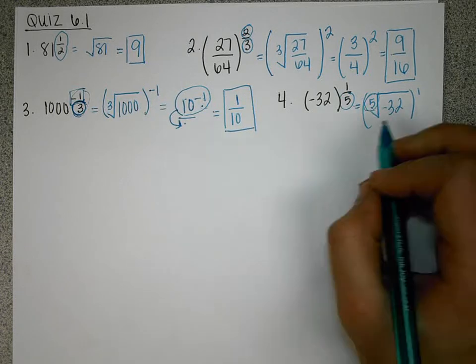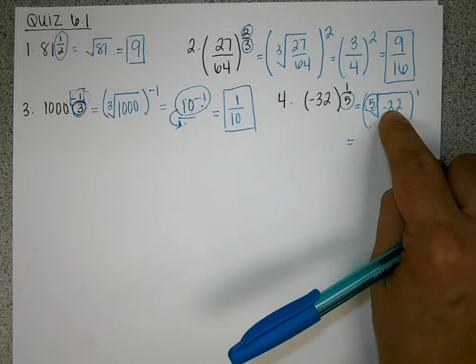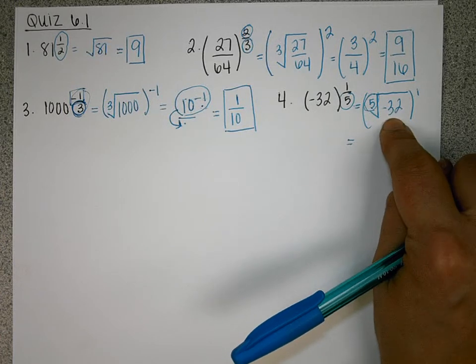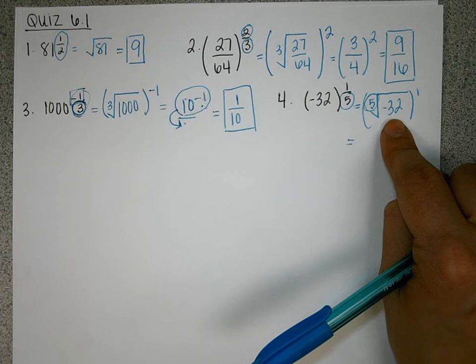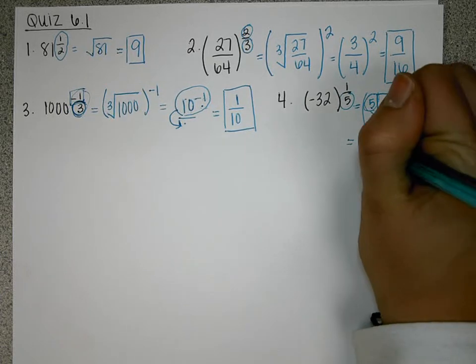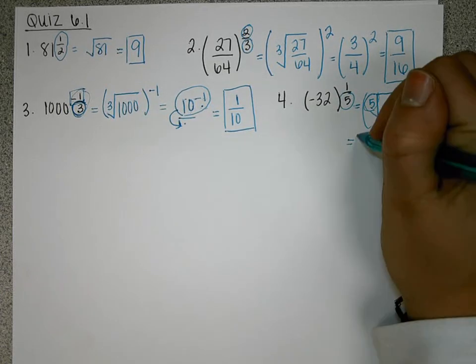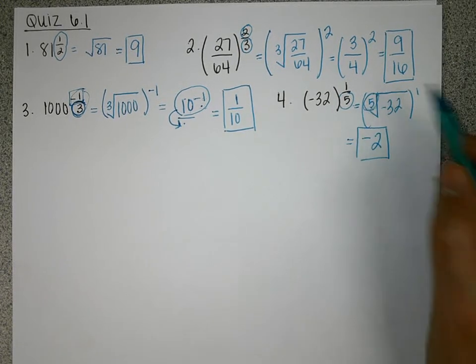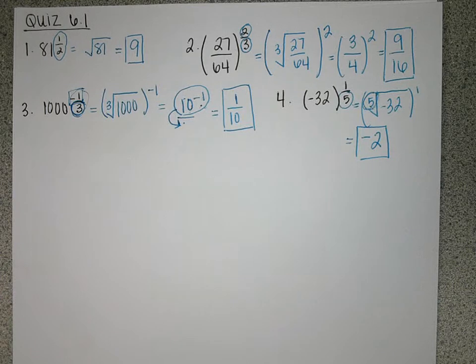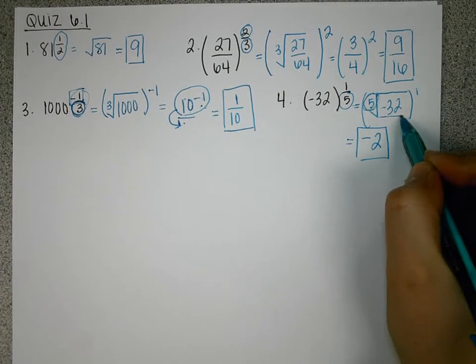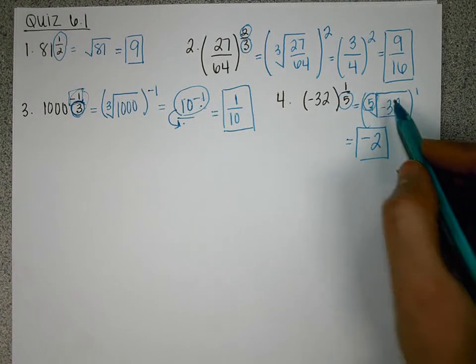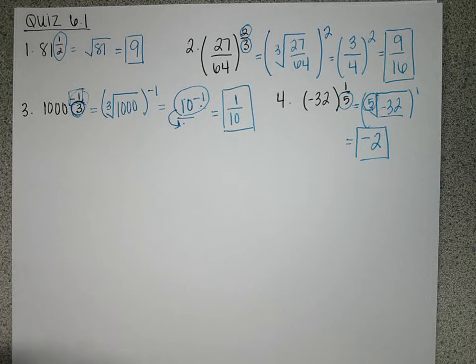You guys should have this memorized by now. What is the 5th root of 32? 2. But since I'm looking for the 5th root of negative 32, what should it be? Negative 2. The reason why it's okay for it to be negative if you have an odd index is because when you're multiplying an odd number of times, you get a negative answer. So it's totally acceptable. It's just when you have an even that it can never be negative. Okay? So that's number 4.